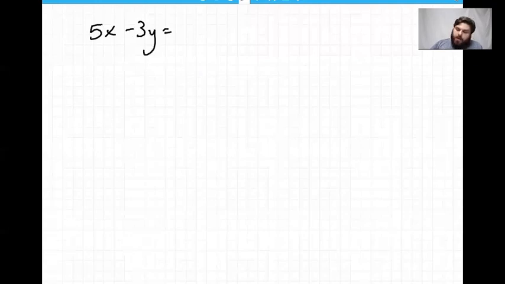So let's say you had something like 5x minus 3y equals 30, okay? If you want to graph this, the easiest way is not to solve for y and put it in a different form. If you solved for y, you could look at the slope and the y-intercept just like we did in that previous form. But this is actually pretty easy to do. You look at the x and y intercepts, okay?